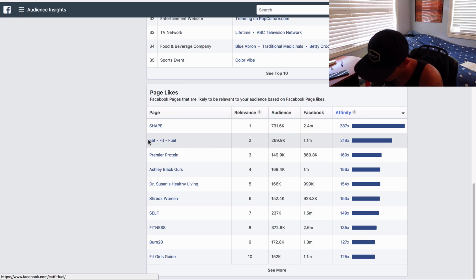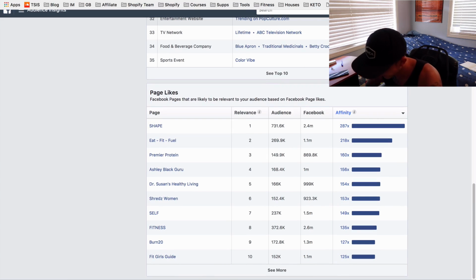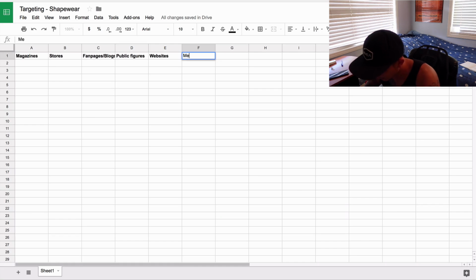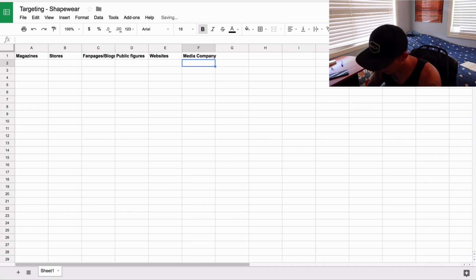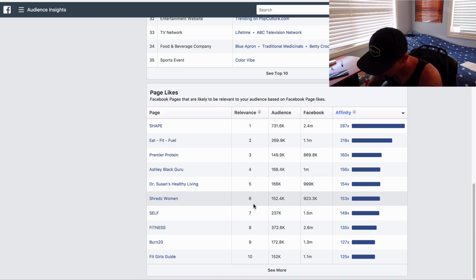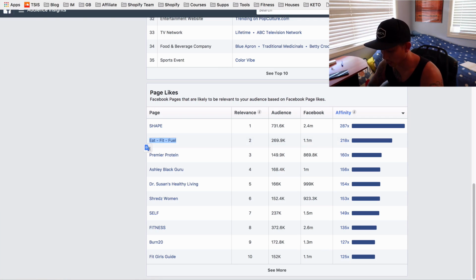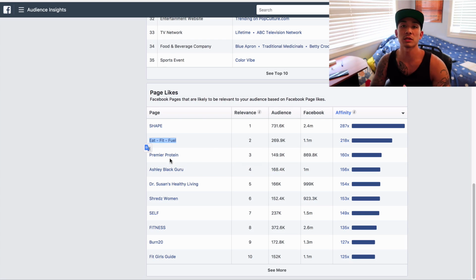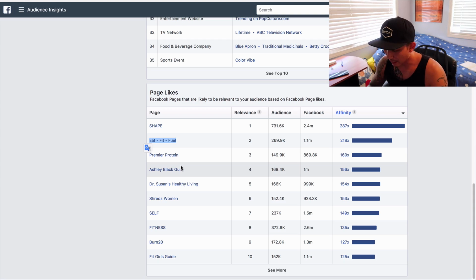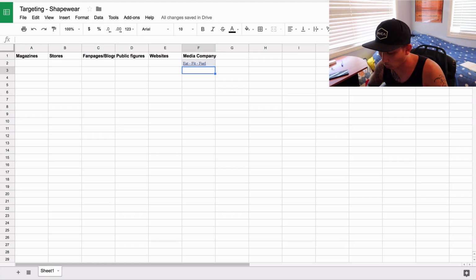Why doesn't this work? Okay, let's just do this. Media company. Eat, fit, fuel. I don't know why it's not copying and pasting. Could be my computer here. Oh, there it is. That works. There we go. So I'm just going to copy and paste eat, fit, fuel into here. And the reason I do this is because I can see very clearly, based on different types of categories, what interests I can target. I'm going to use these specific groups when I'm setting up my ads.